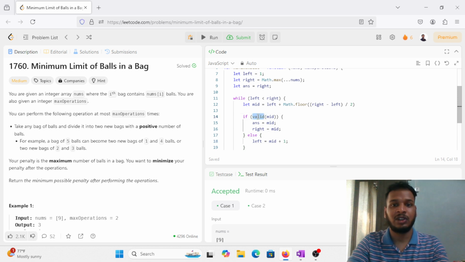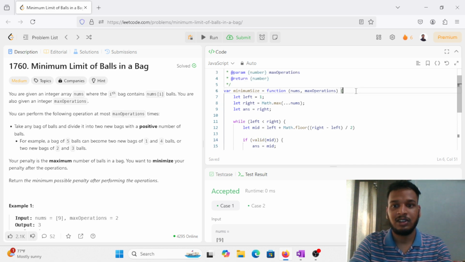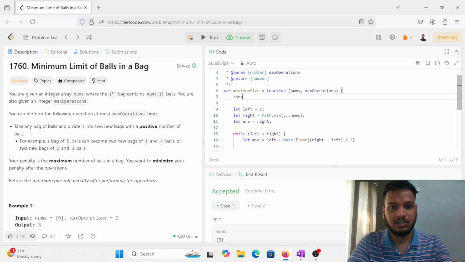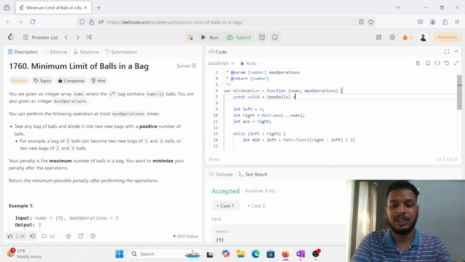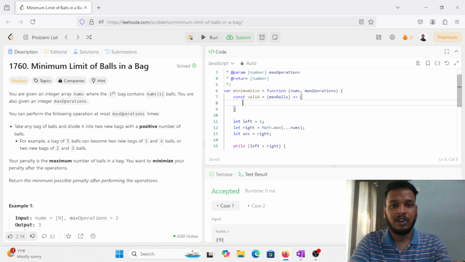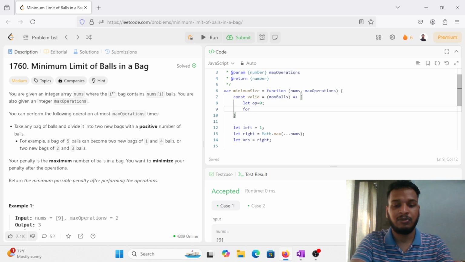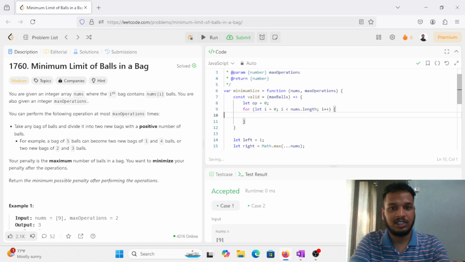Now we have to make a valid function, using the threshold which I explained. For that I will create a function, const valid, taking mid as max balls. Now I will do let operations equal to 0. I will iterate over my loop for let i equal to 0, i less than nums.length, i plus plus. Now let's do the main operation.